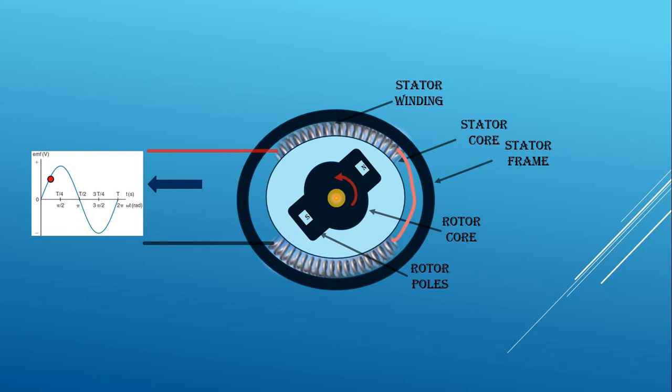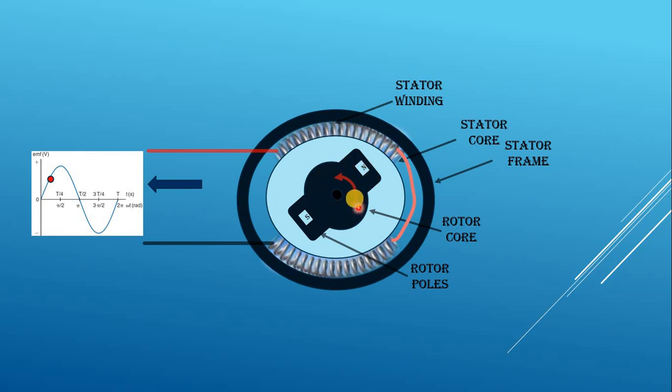And in this rotor core, two projected rotor poles are attached. Those are made of permanent magnet material like alnico. So one is the north pole and the other is the south pole. So the poles are projected outside the rotor core.